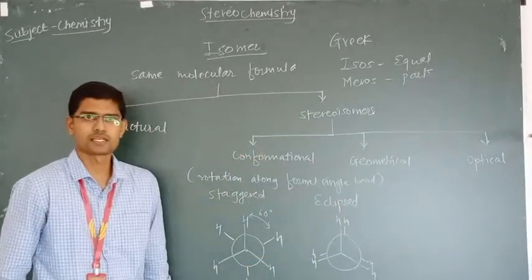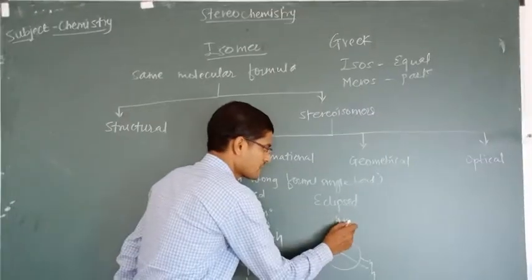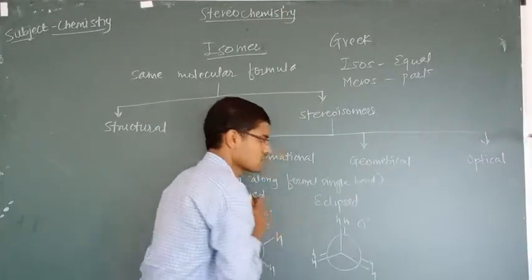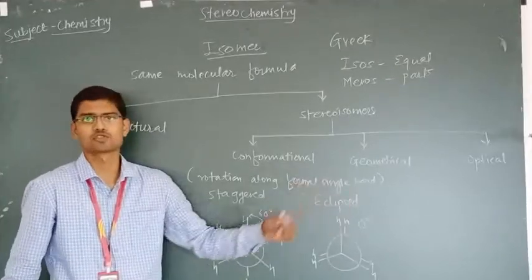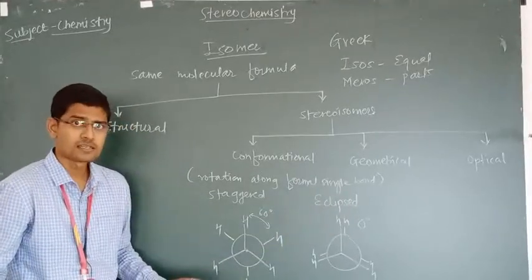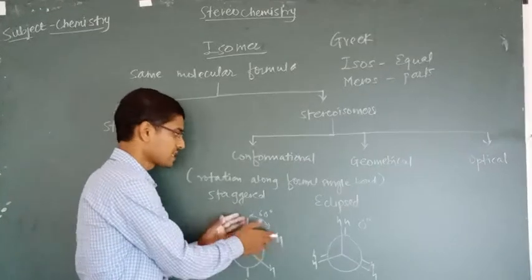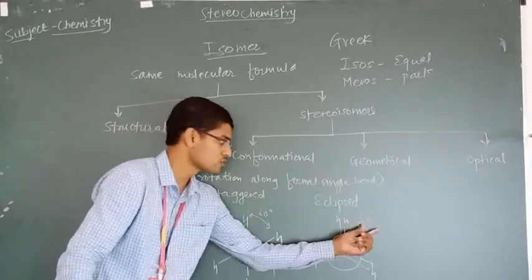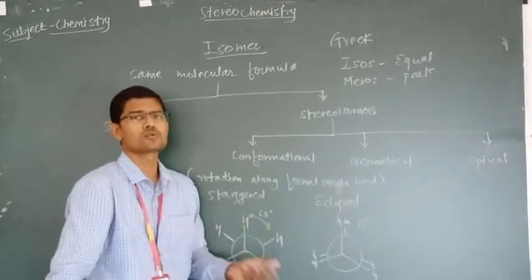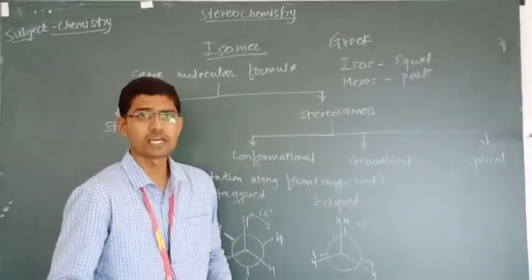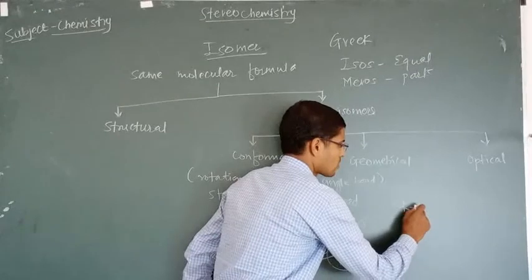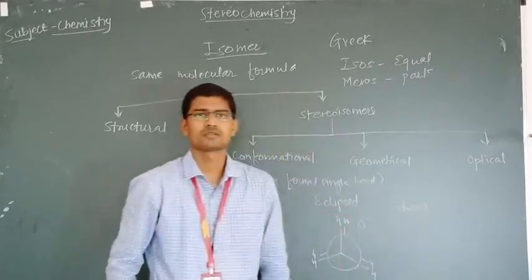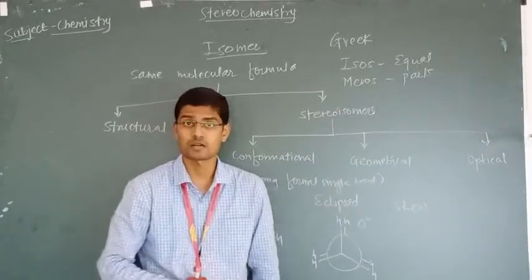Eclipsed isomer, in which the angle between these two hydrogens is 0 degrees, so it is called the eclipsed isomer. Isomers produced due to rotation, creating an angle between 0 and 60 degrees, that is 1 degree, 2 degrees, 3 degrees, 4 degrees, 5 degrees, 58 degrees, 59 degrees, all of them are called skew isomers.